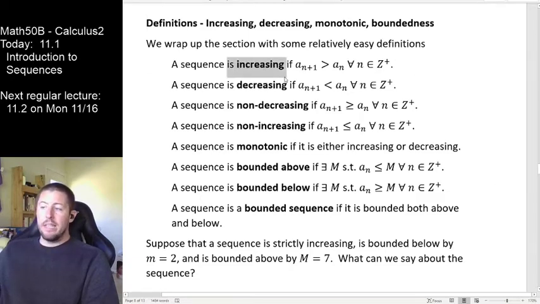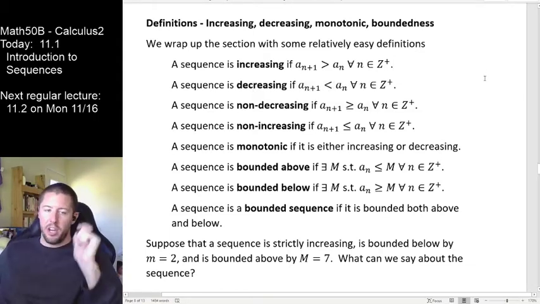We say that a sequence is increasing if the n plus 1th term is bigger than the nth term for all of the n values that are out there. This says to me, I don't care where you are in the sequence, I want the next term to be bigger than the current term. If that's always true, that's just our definition of increasing. Conversely, for decreasing, the only thing I did was switch that to a less than sign. We want the next term to be less than the current term for all of our possible terms that are out there.